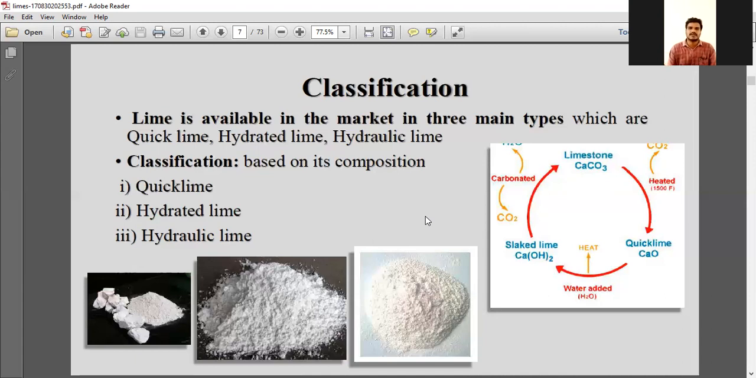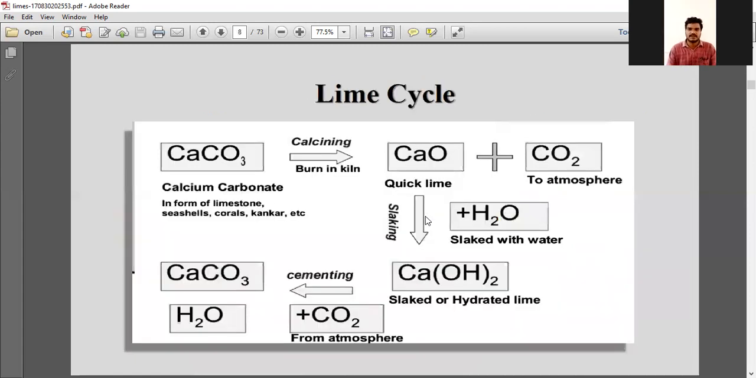Like normal cement, which is also obtained from a rock, grinding gives raw cement, and if we add water, it becomes stone. Here you can see very clearly: calcium carbonate, by burning, becomes calcium oxide plus carbon dioxide. By adding H2O, it becomes slaked or hydrated lime. Slaked lime is nothing but hydrated lime. By reaction with some carbon dioxide, it becomes calcium carbonate again. This cycle is clearly explained in this slide.